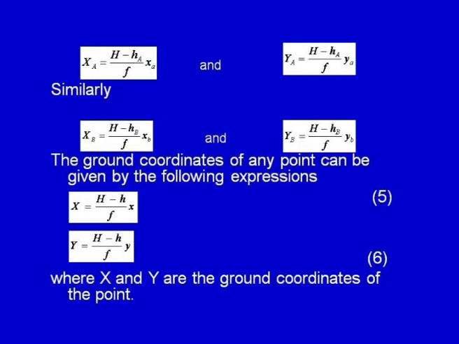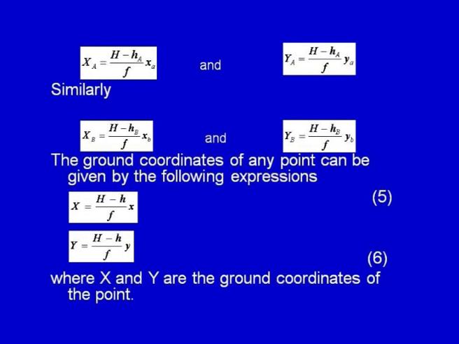Similarly, the coordinates of the other points can also be determined. So, we can say that the coordinates of point B can be expressed by X_B and Y_B, where X_B is equal to (capital H minus h_b) divided by small f, multiplied by x_b, which is the photographic coordinate with respect to the center of the photograph, and Y_B is equal to (H minus h_b) divided by focal length, multiplied by y_b.